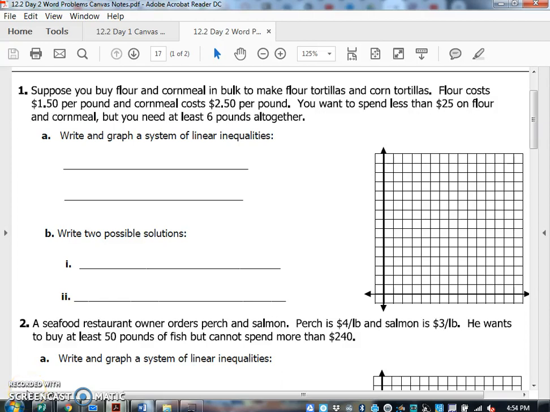Okay, so we're going to start 12.2 day 2, and this is where we get practical applications of linear inequalities. I'm going to do a couple example problems, and then you guys can work out the rest of the packet and also start your homework.